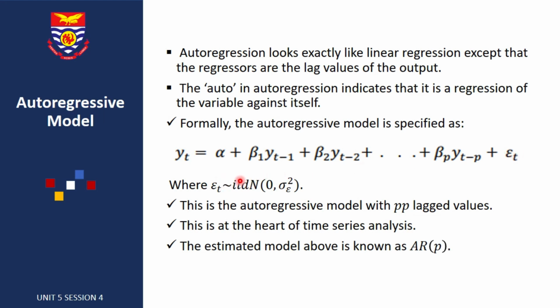So we are assuming that in an autoregressive model, our error term, or the random term, should possess this property: it should be independent and identically distributed with an average of 0, and it should possess a variance. This is the autoregressive model with p lag values. The autoregressive model is mostly at the heart of time series analysis. It is something that you have to understand. The estimated model above is known as the autoregressive model of lag p.